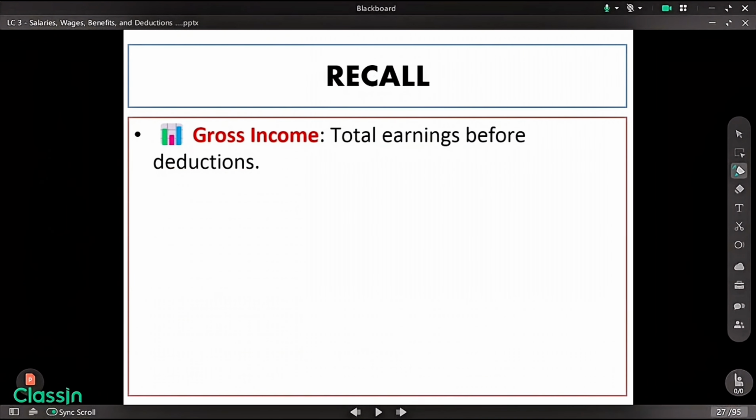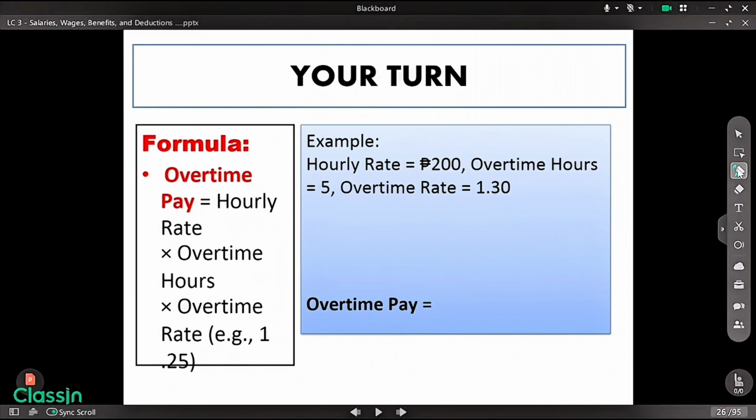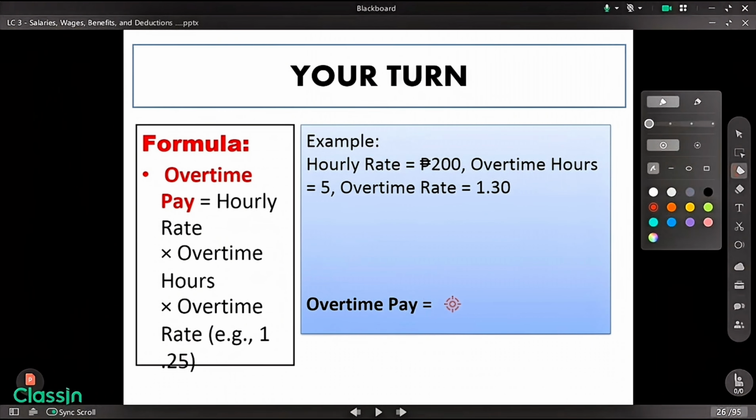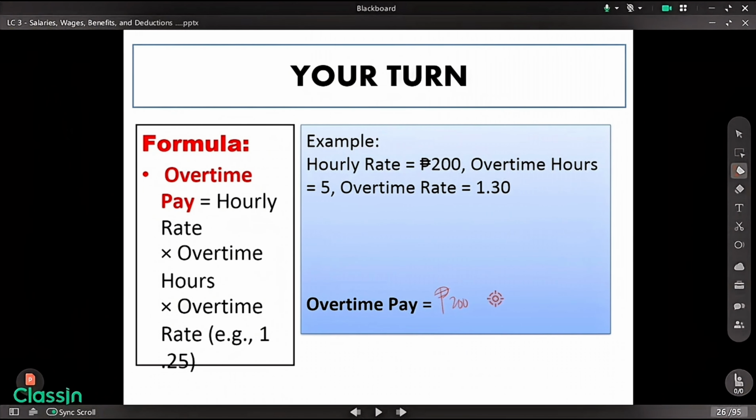Alright, time is up. Now, let's check your answers. So again, we have here an hourly rate of 200 pesos. So we need to multiply it by the overtime hours that you made, which is 5, times the rate, 1.30. So the answer is 1,300.